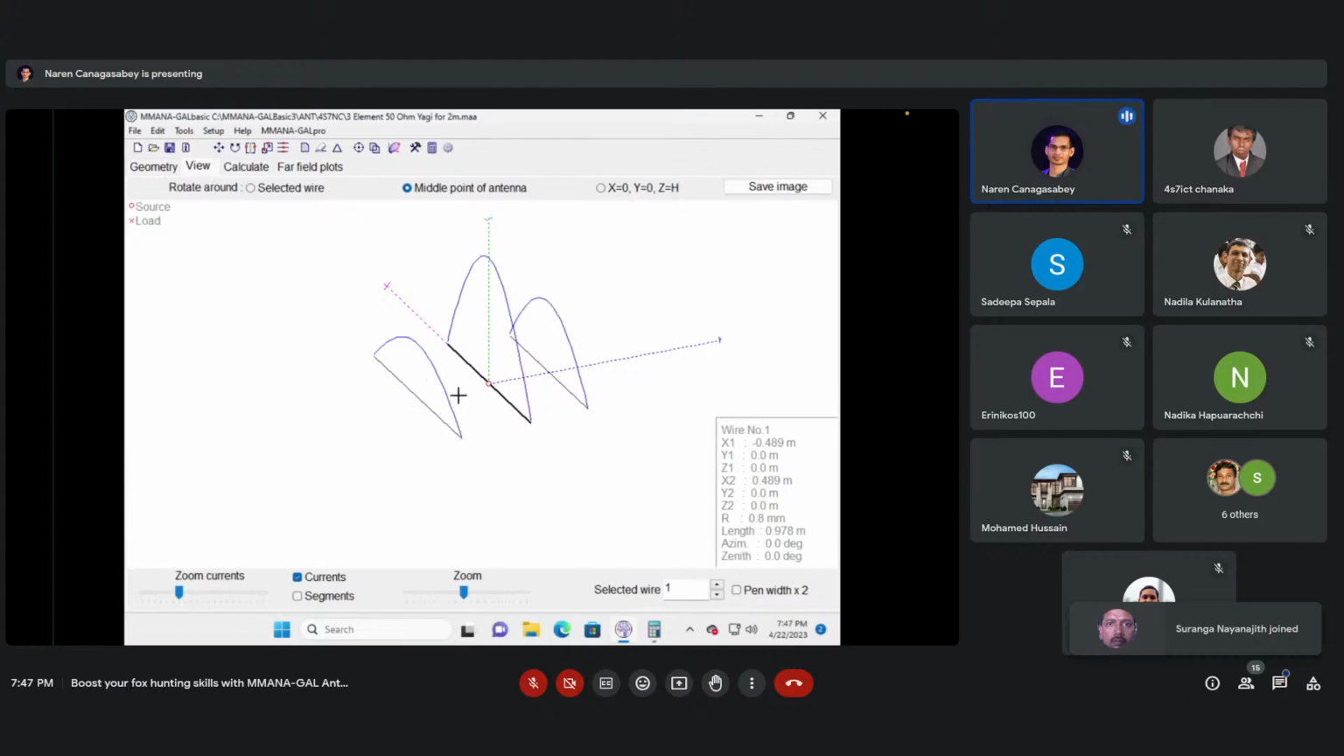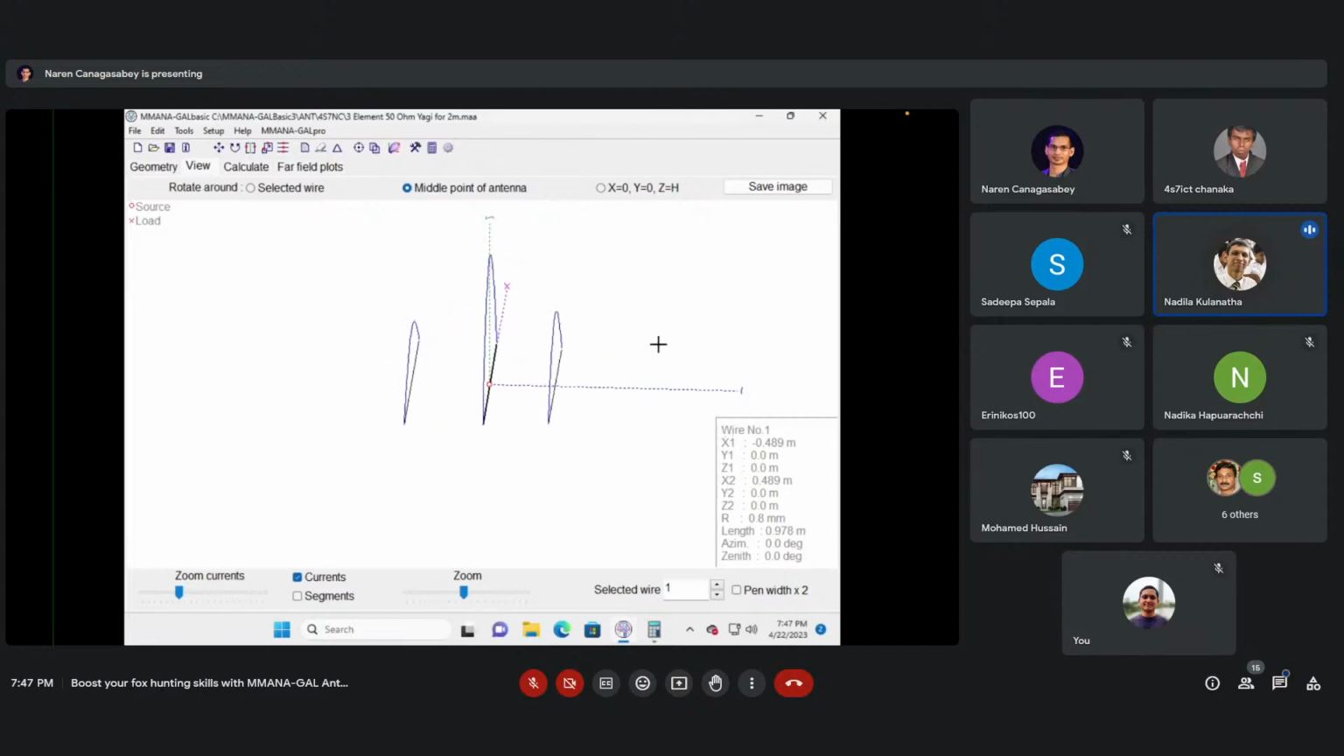The boom is perpendicular to the elements, Nadila. Right, understood. Again, to clarify, the center conductor goes to the driven element, the outer goes to? No, so you can see the driven element is actually split in the middle. So this is one half, this is one half, right? So you would connect one. Right. So like a dipole.